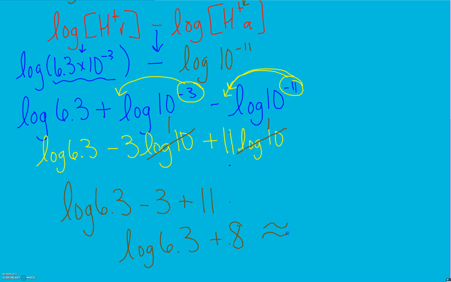So when we're asked what is the difference in pH levels, remember pH is our logarithm. So I'm going to go ahead and figure out what that is. Log 6.3, don't forget to close your parentheses, plus 8 gives me approximately 8.799, so 8.8. And that's going to be my pH level. About 8.8.